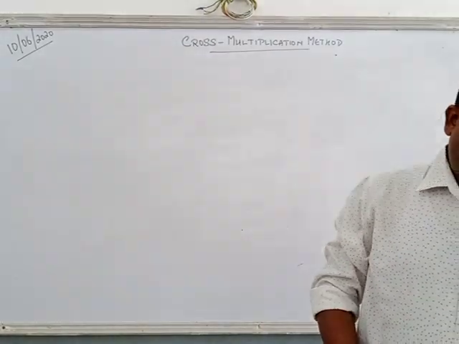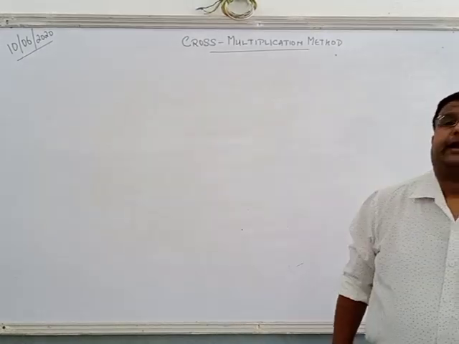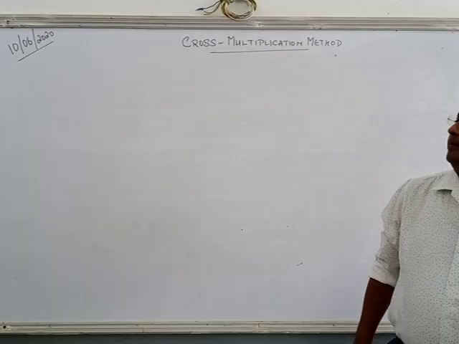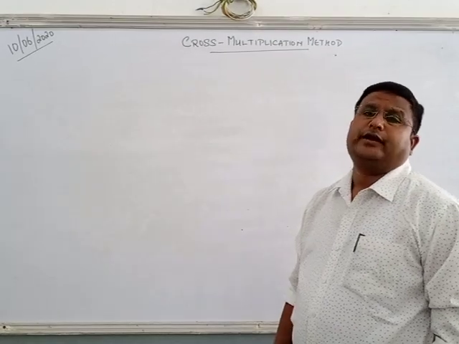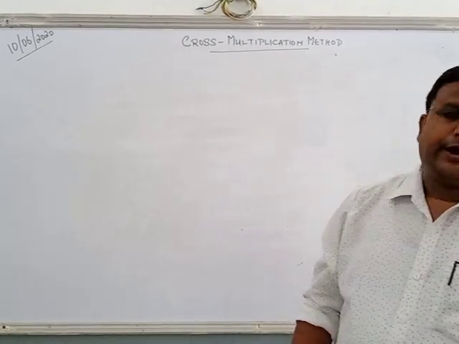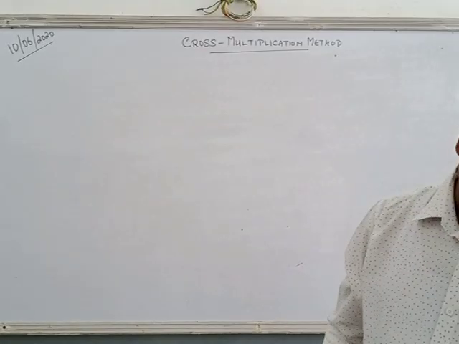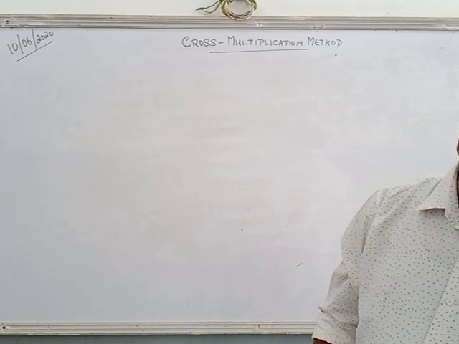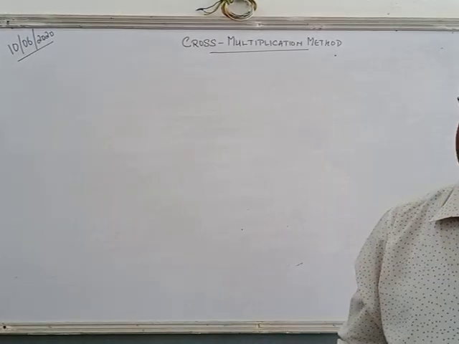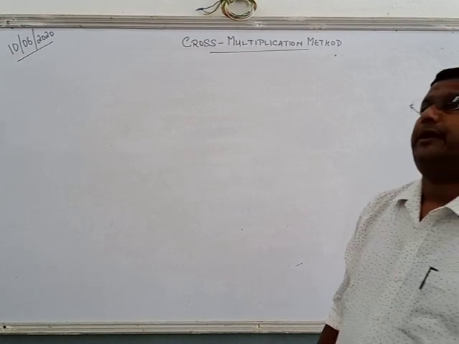Good morning, class. In the previous lectures we discussed the substitution method and elimination method of solving a pair of linear equations. Today we are going to discuss the cross multiplication method of solving linear equations. In your NCERT book, exercise 3.5, question number 1 says: which of the following pairs of linear equations has a unique solution, no solution, or infinitely many solutions? In case there is a unique solution, find it by using the cross multiplication method.